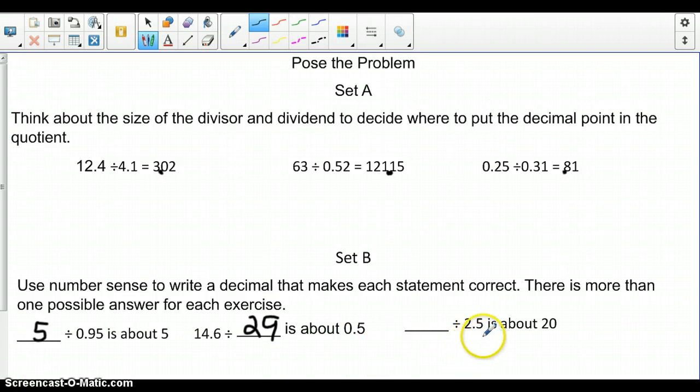And on this one, 2.5, I could say this is about 2. So what divided by 2 gives me 20? Well, that answer would be 40. Or if I decided that 2.5 is about 3, what divided by 3 gives me 20? And that'd be 60. So anywhere between 40 and 60 is a good estimate.